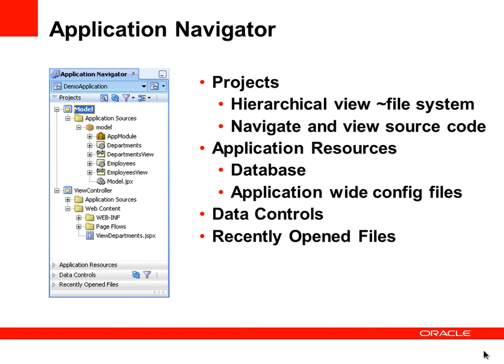The application navigator is made up of projects, application resources, data controls, and recently opened files. Each of these is accessible via an accordion control. The projects contains your source code, application resources, your connections to things such as databases, and application-wide configuration files. The data controls section includes drag and droppable model components onto your web pages, and the recently opened files gives you quick access to files that you've recently been working with.